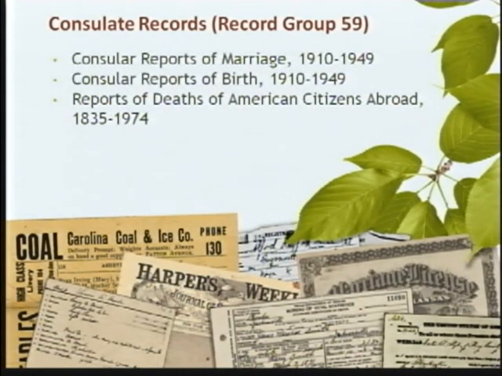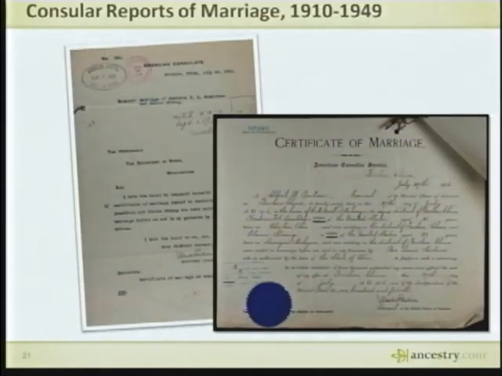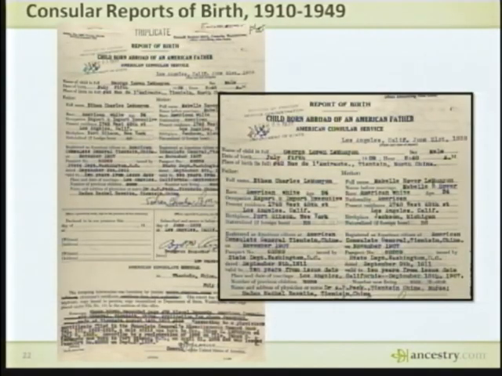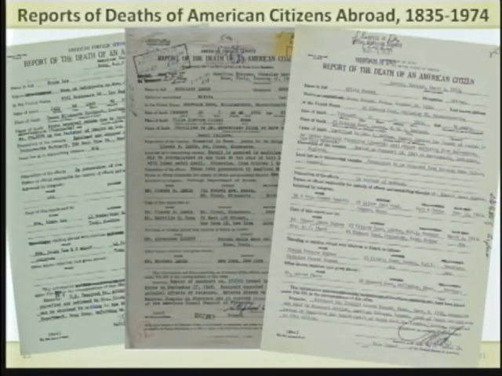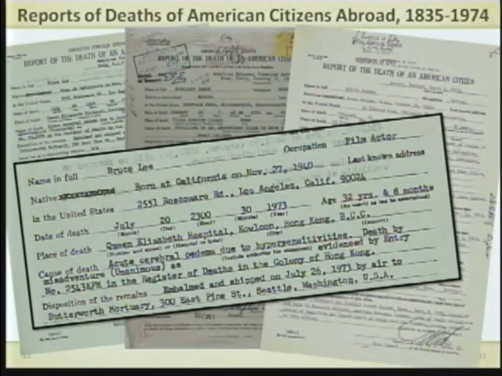Consulate records. So these are records of U.S. citizens abroad. We have reports of marriages, people who were married abroad. We have reports of births of children born abroad to an American father. And then we have reports of deaths of American citizens abroad. So this one is Bruce Lee. He dies in Hong Kong, death by misadventure.